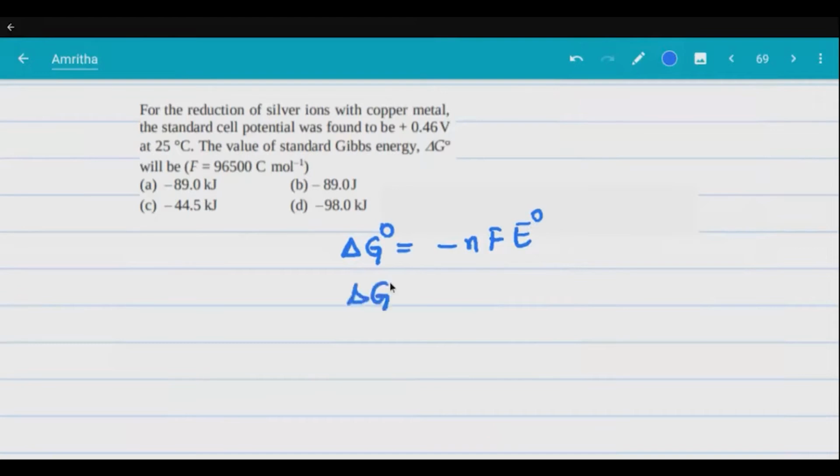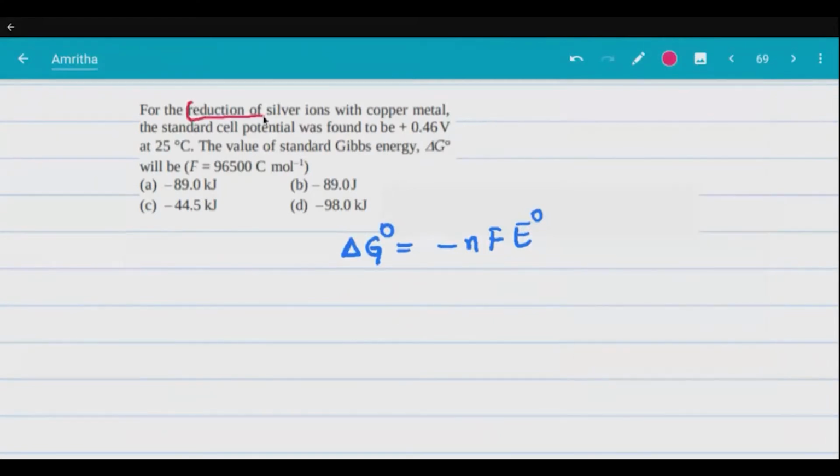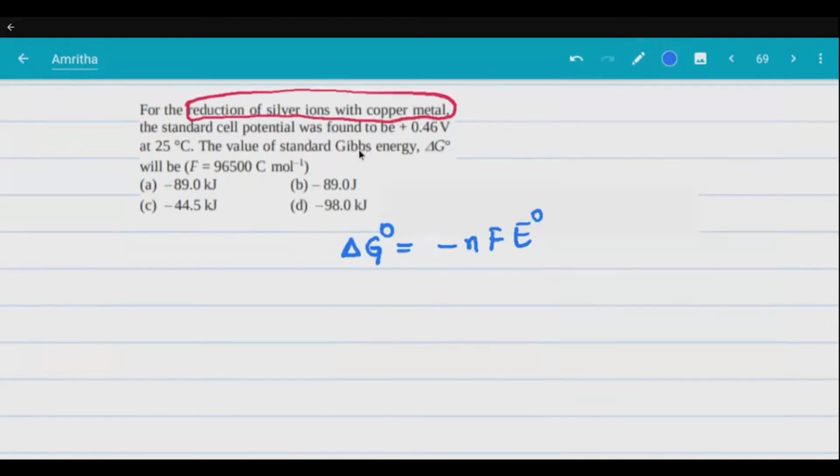You can do it later also. Minus, but how many electrons are involved? That is the only important thing. n calculation is important, the rest is just a calculation. So I'll tell you how we find out n. Look at the first information: reduction of silver ions with copper metal. Copper metal is reducing silver ions. Silver valency is how much? Can you tell me what is silver valency?